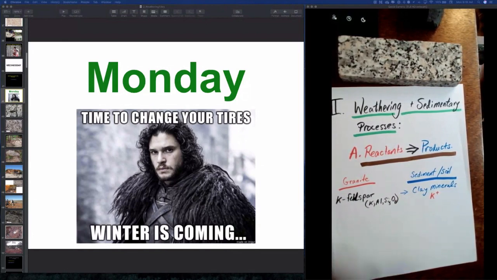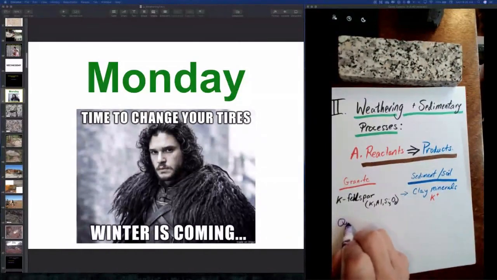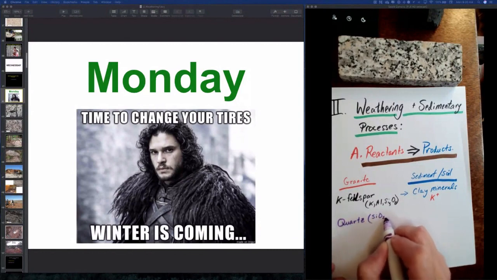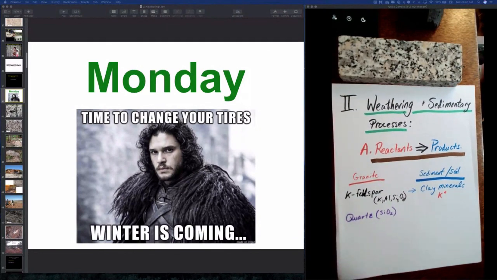The number 2 mineral in granite, and kind of defines granite, is quartz. What's in quartz? Not much. Silicon and oxygen. Silicon and 2 oxygens. Silicon dioxide. Very simple chemical formula. Silicon dioxide. Silicon is very reactive. It'll give up, or it needs 4 electrons, and it tries to get those from oxygen.